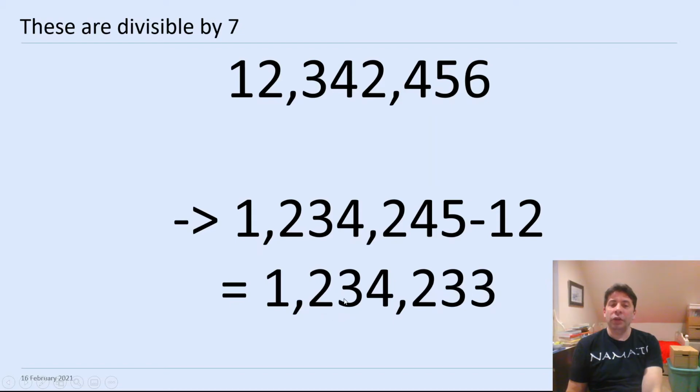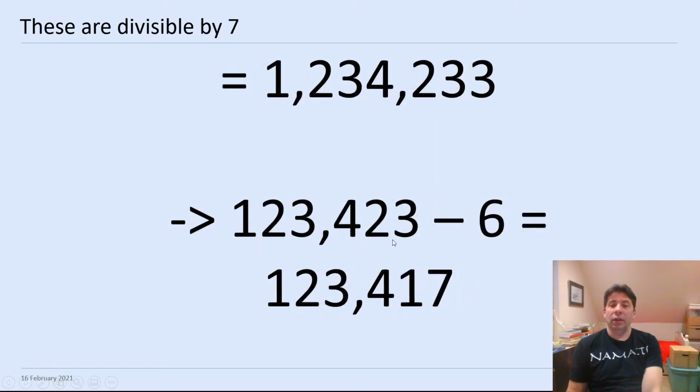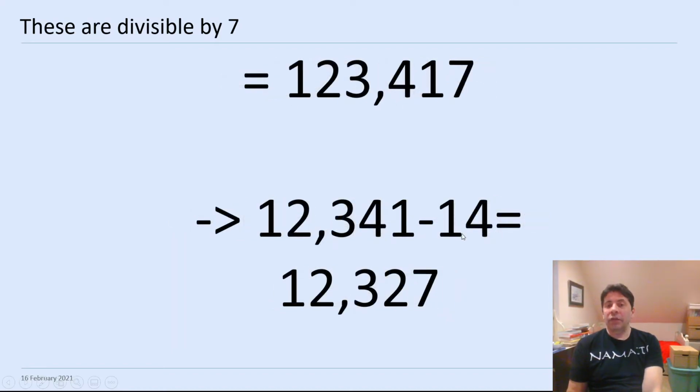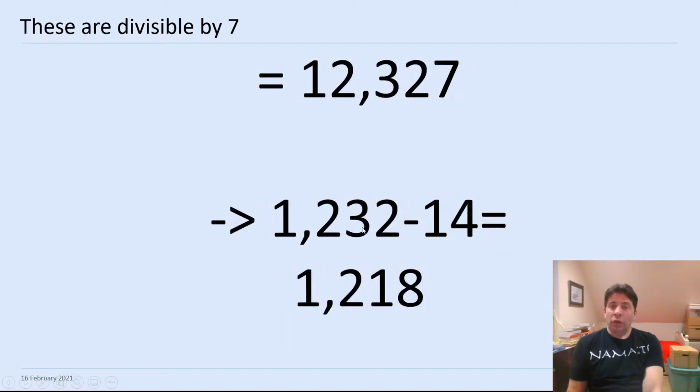We take it off 1, 2, 3, 4, 2, 3. Like this. 1, 2, 3, 4, 2, 3. Take off the 6, which gives us 1, 2, 3, 4, 1, 7. We double 7, gives us 14, and take it off 1, 2, 3, 4, 1. So we get to 1, 2, 3, 2, 7. We double 7 again to give us 14, take it off. 1, 2, 3, 2 minus 14 gives us 1, 2, 1, 8.